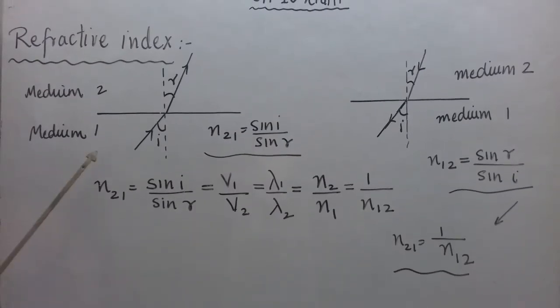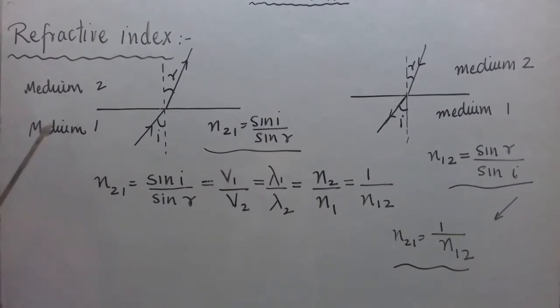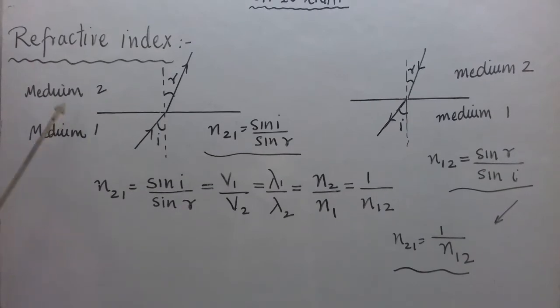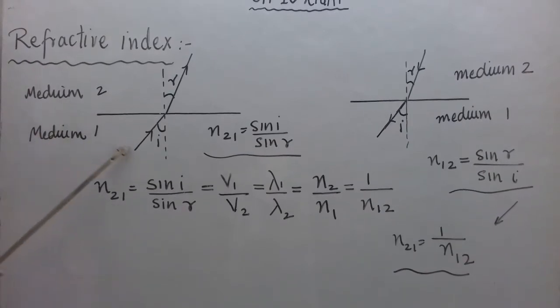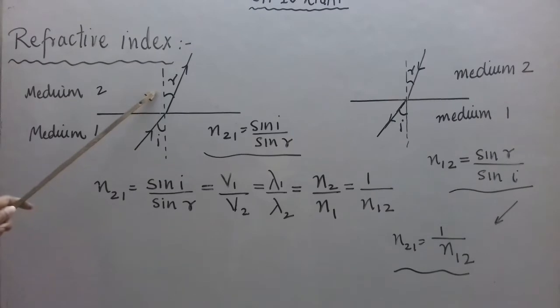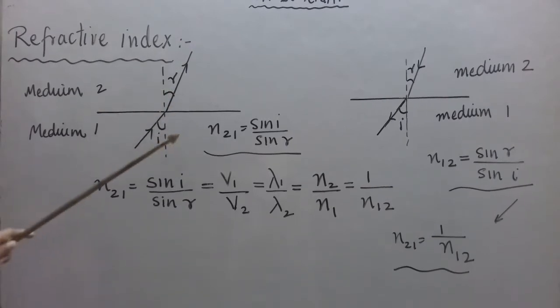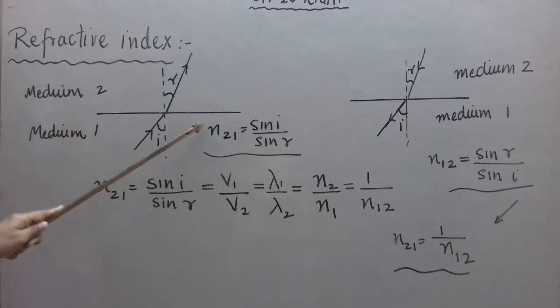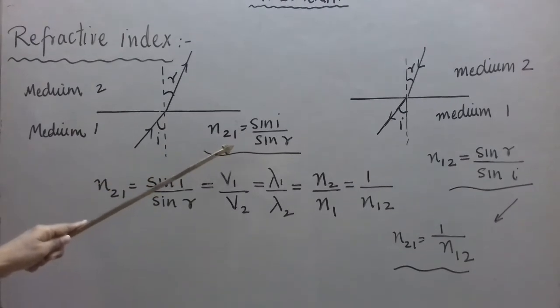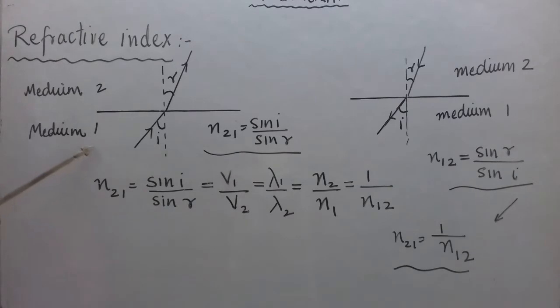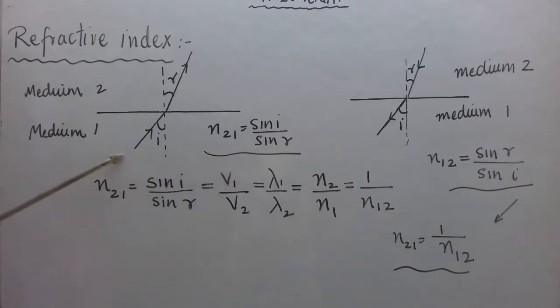Now let us see the diagram here showing refraction. Let us call this medium 1 and this medium 2. An incident ray here, when it enters into the second medium, let it bend towards the normal. Now here, using Snell's law, N21 is sin i upon sin r. I don't think you should have any problem in understanding this.